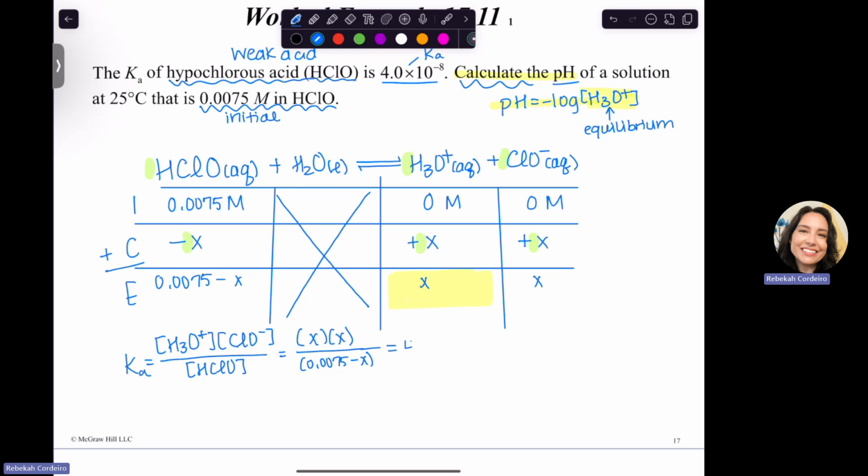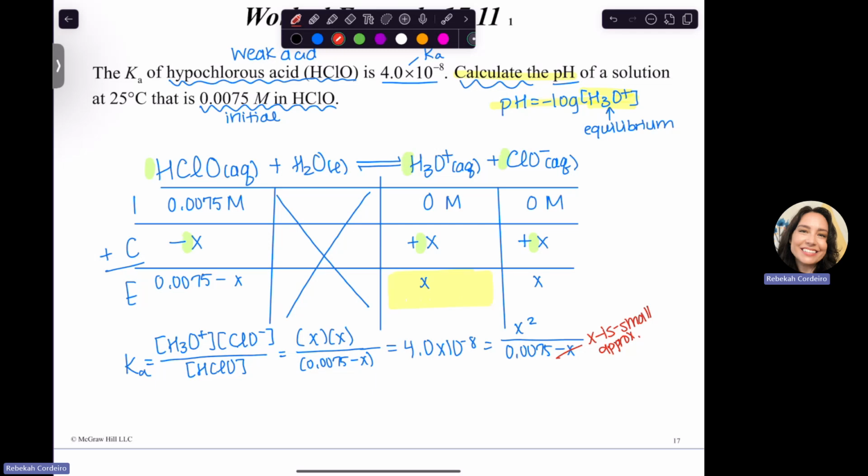All right, and we know this is equal to 4 times 10 to the negative 8 from the information given above. So we could say that's x squared over 0.0075 minus x. Look at that K, it's pretty small. Let's try x is small. So the x is small approximation, or the 5% rule, depending on who you talk to, says that we can just get rid of x in comparison to the initial amount because it's probably very small because the K value is small. So I can just do some quick algebra here.